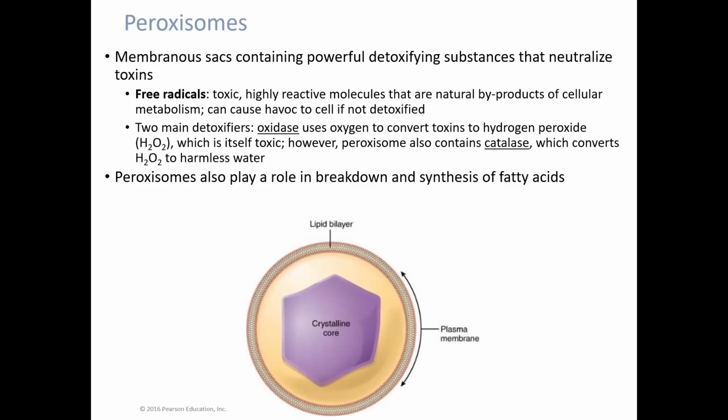Hydrogen peroxide, unfortunately, is also a toxic chemical. It's a little stronger than the stuff that you pour on your skin when you have a cut. So we've made the hydrogen peroxide using oxidase. Now we use a second enzyme called catalase, which breaks the hydrogen peroxide down to water. And so we get rid of these free radicals. We destroy them, we detoxify them, and peroxisomes are functioning as an antioxidizer. So we use oxidase and catalase to do that.